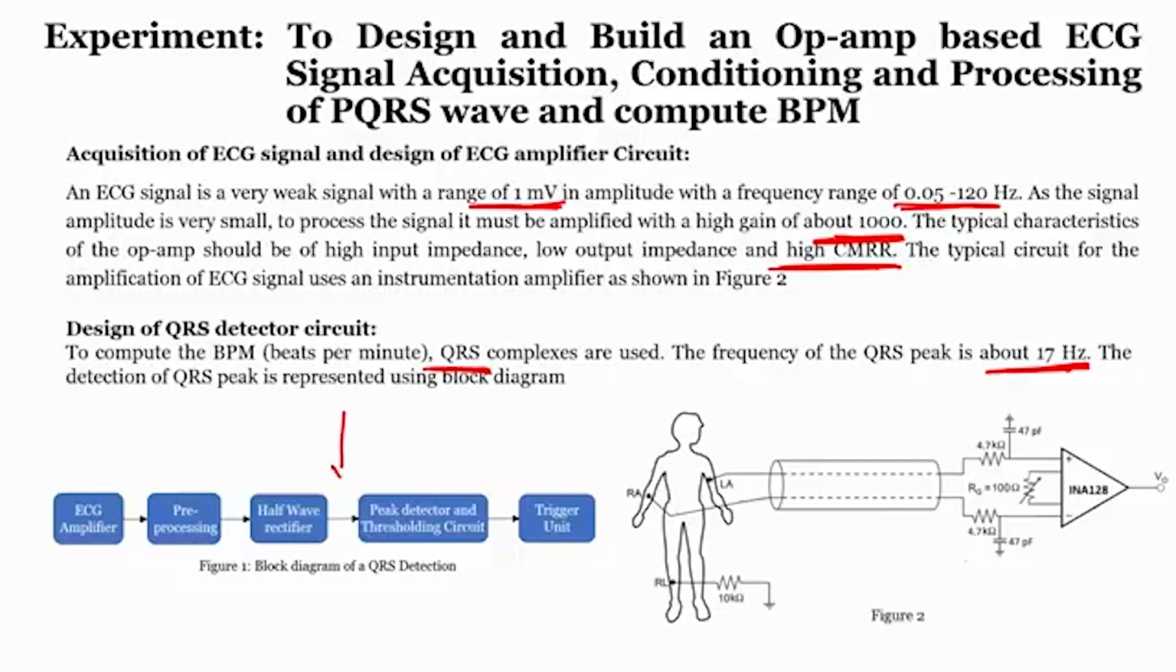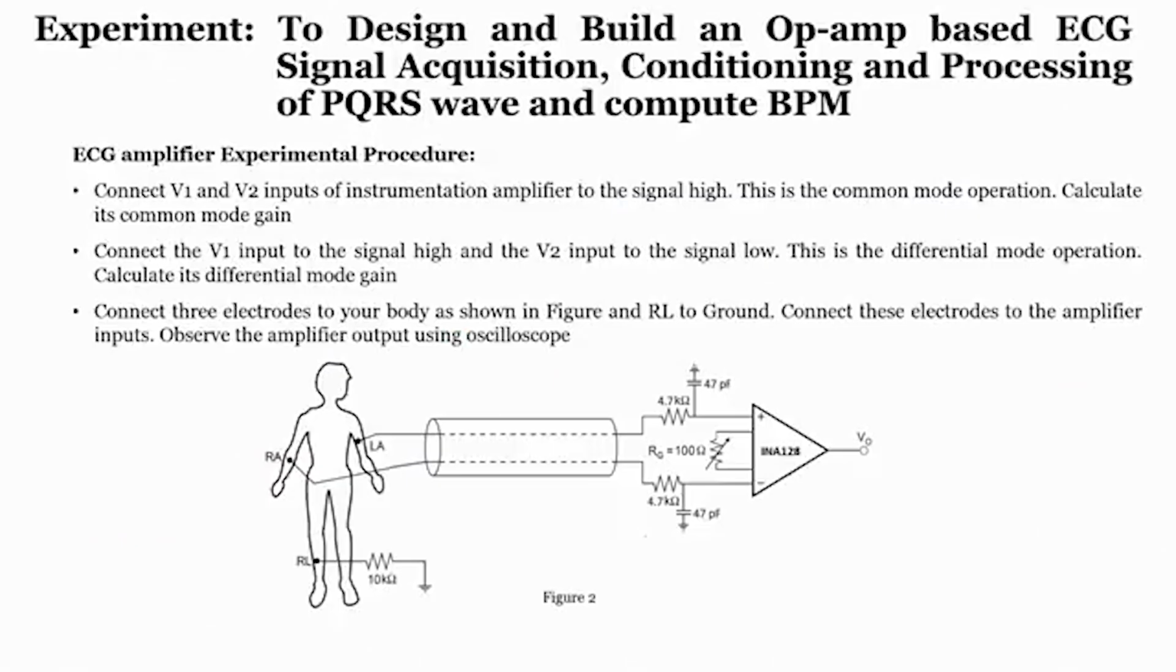So, you see here there is an ECG amplifier, then there is a pre-processing unit followed by a half wave rectifier, followed by a peak detector and thresholding circuit, followed by a trigger unit, right. So, this is a block diagram of your QRS signal. Now, how can you get this signal?